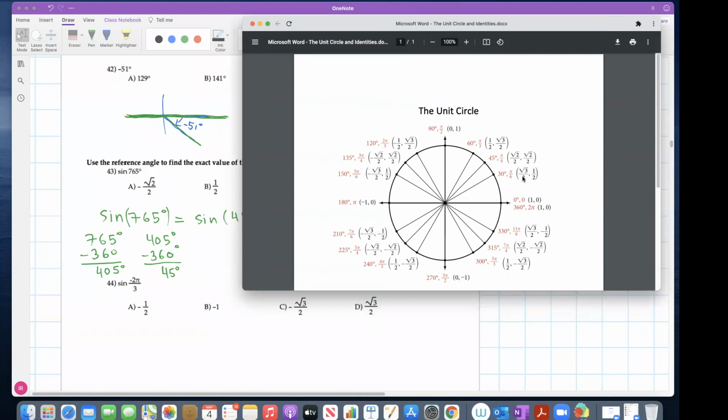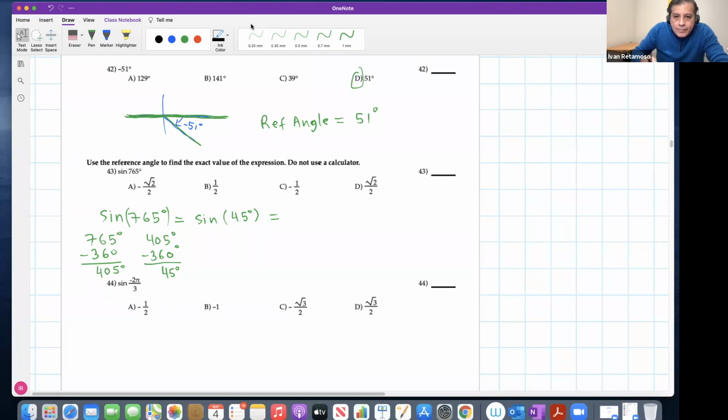Radical 3 over 2 is for 30 degrees. But always check. Make sure that you're picking the right one, square root of 2 or radical 2 over 2. Sine, right? This is cosine. Very good. So radical 2 over 2, and then we're done. Radical 2 over 2, which is this one. Yeah, that was for 43.